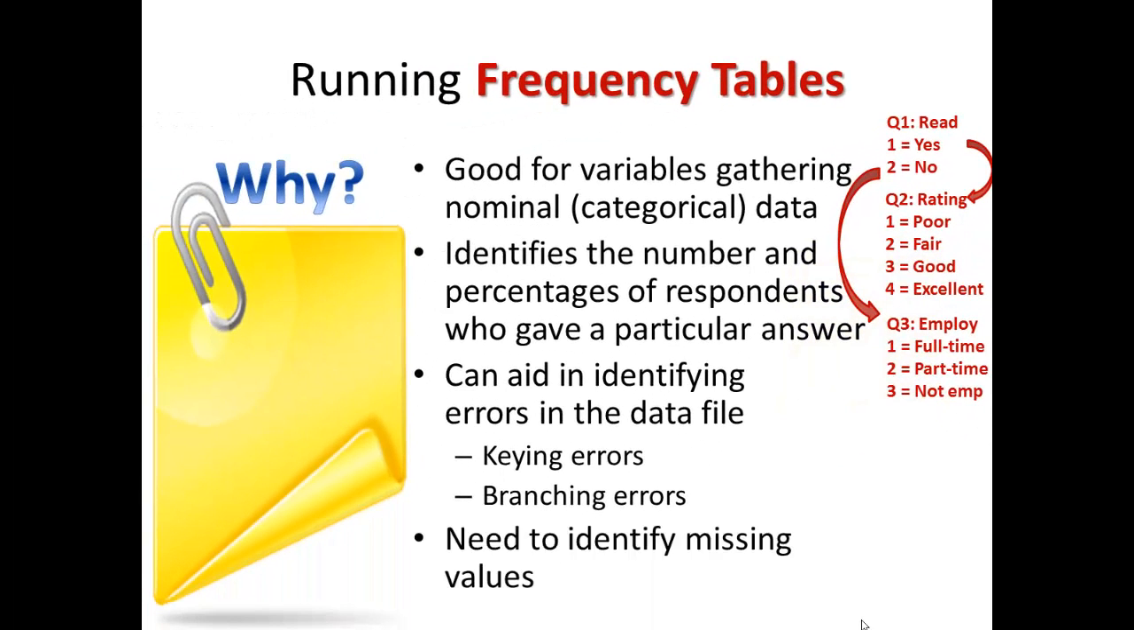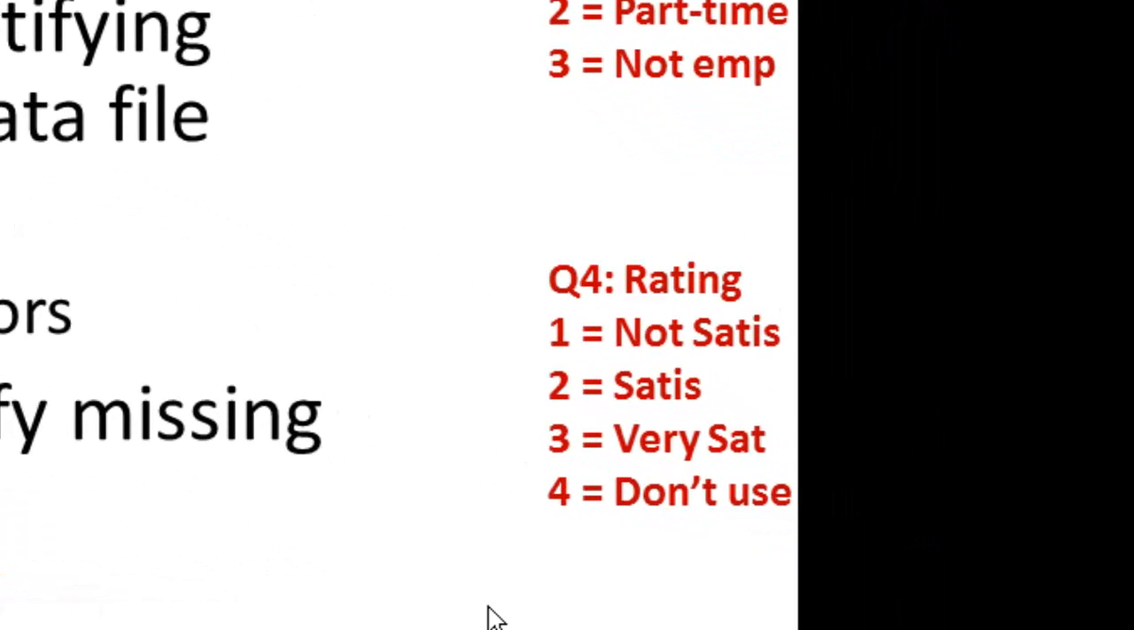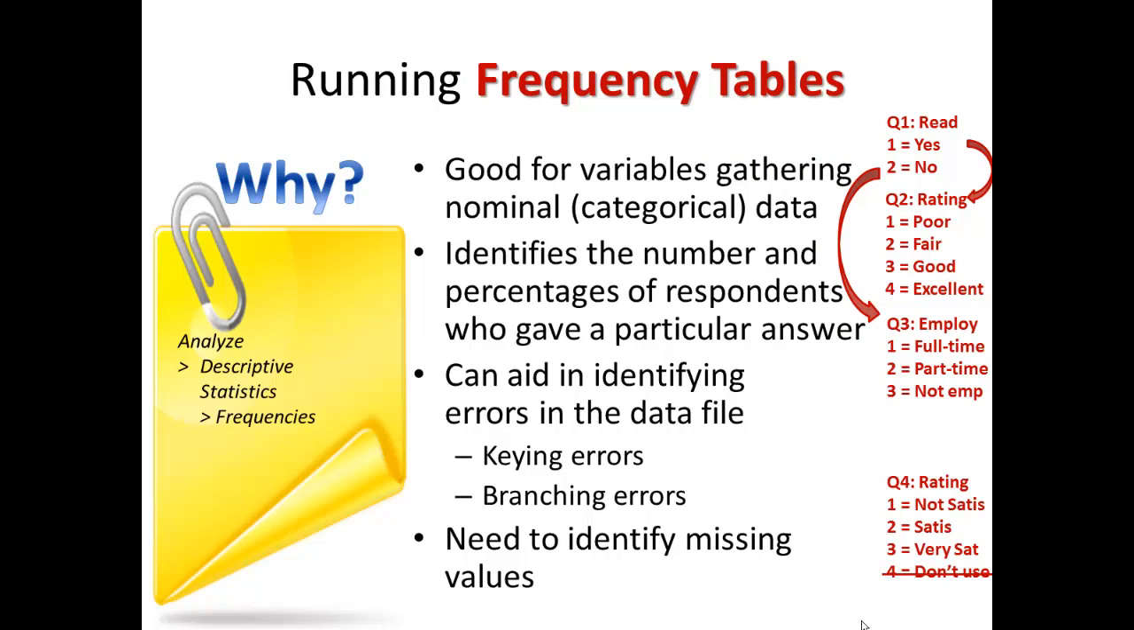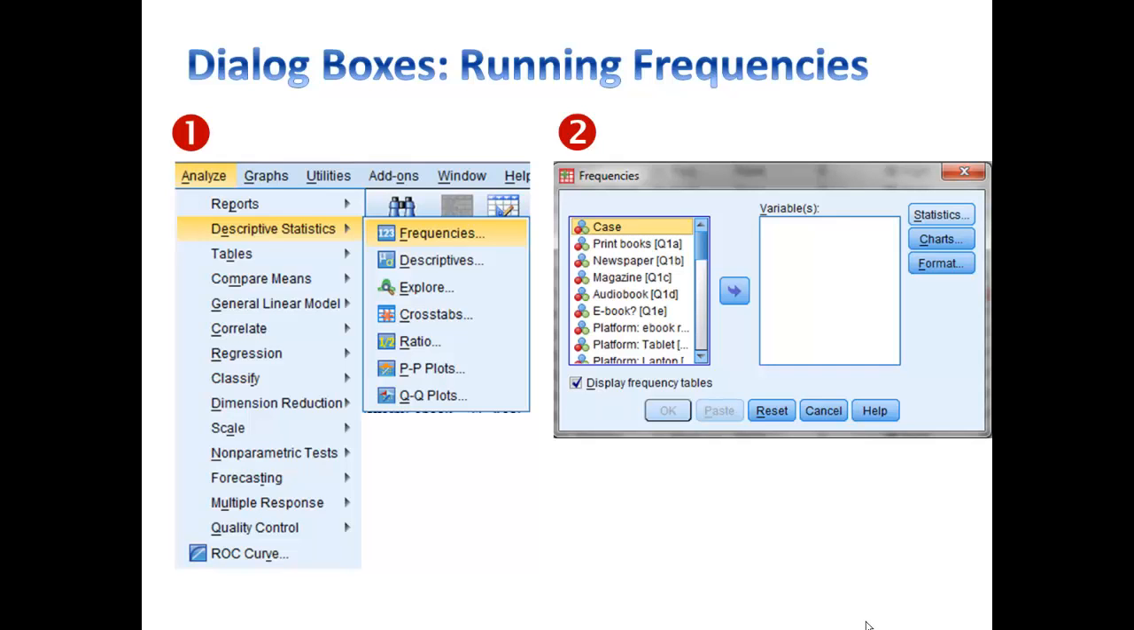You may also determine from running the frequencies that there are some areas where you have to identify missing values. You'll find this a lot in a scale question. So let's say question 4 has to do with satisfaction, and you want to run a mean, but the mean should only range between 1 of not satisfied to 3 very satisfied. But you happen to have a 4th column for those people who said they don't use it. You would then want to declare the 4th category of don't use as a missing value. This is a very simple procedure as well. You'll do analyze, descriptive statistics, and frequencies. And again, you can stop the video for this.